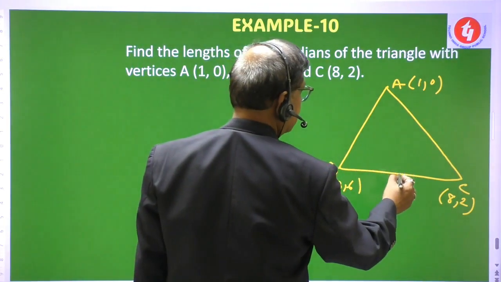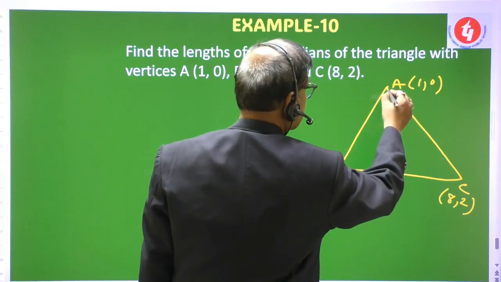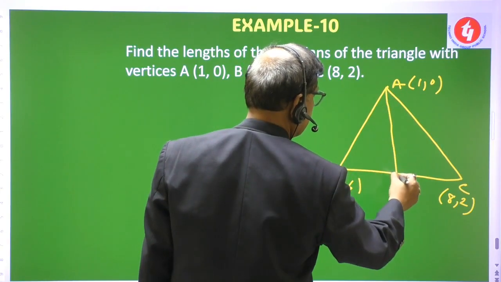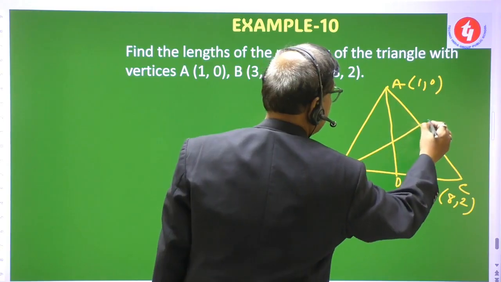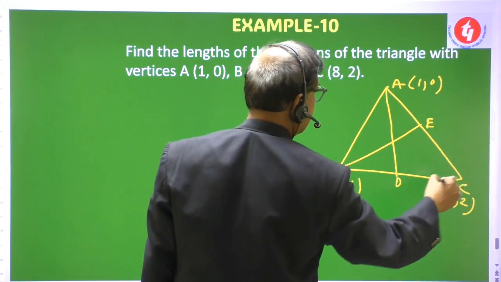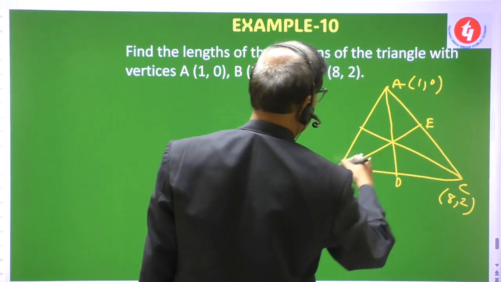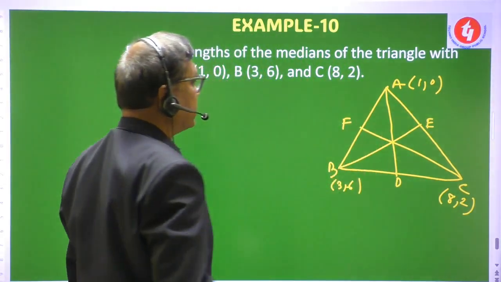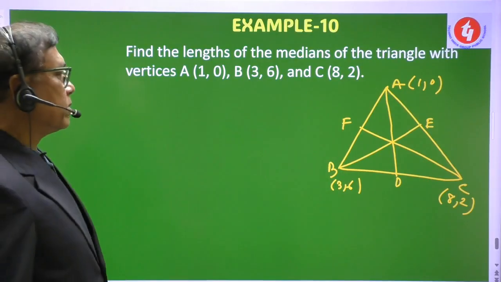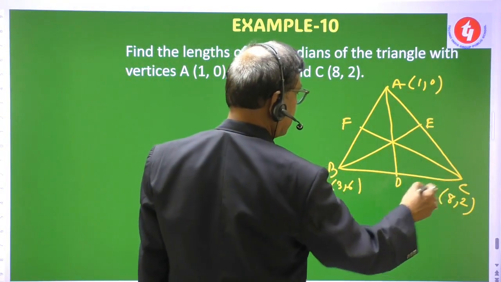What is a median? If you join the midpoint of one side to the opposite vertex, that will give the median. So AD is the median here. Similarly, BE is the median for AC, and CF is the median in respect of AB. Is it clear? So we have to find the lengths of these 3 medians. First we have to find the coordinates of D. D is the midpoint of BC.